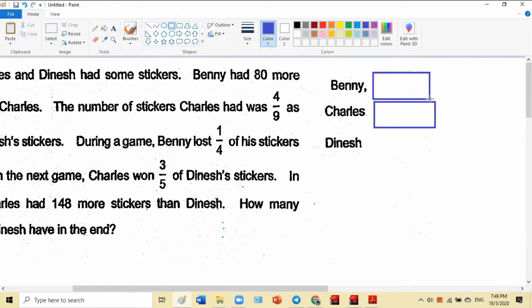Benny would have how much more? 80 more. So maybe I draw a different color, whatever is 80 more. Can you see? I label here from here to 80. So whatever Charles had, one box, Benny has whatever Charles has and 80 more.